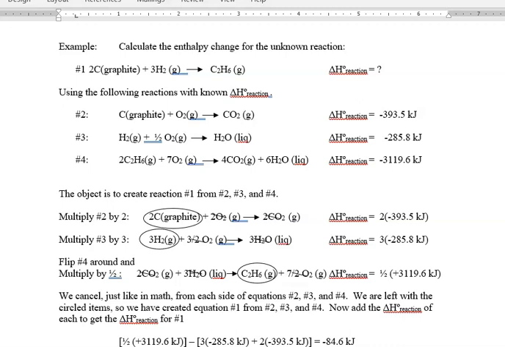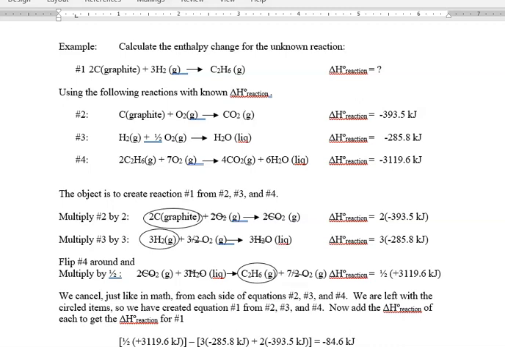Okay? So if we take equation number 4, and we turn it around, so the 2C2H6 is on the right-hand side, that changes our enthalpy of reaction down at the bottom from negative 3119 to positive 3119. So look down below where it says flip number 4 around and multiply by 1/2. So that's what you did. You flipped it around, that changed the sign to positive, and then you're going to multiply by 1/2 before you're done.